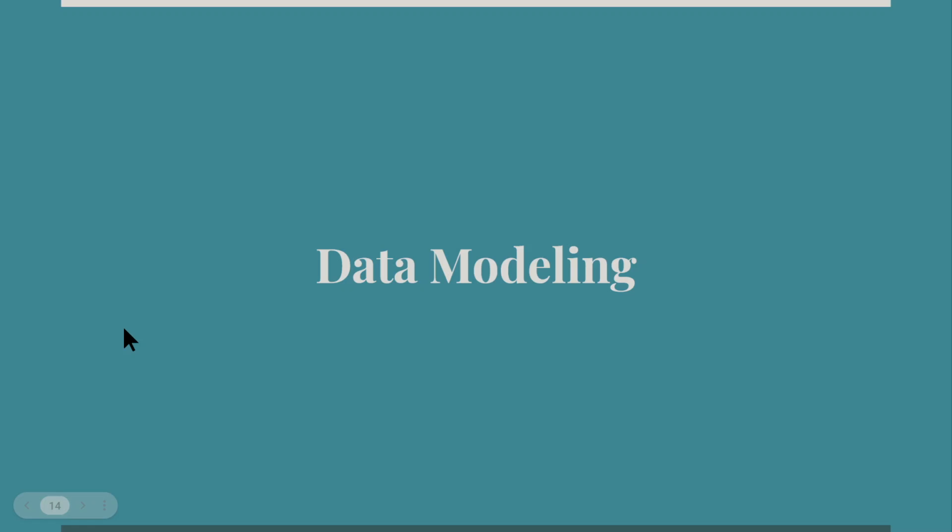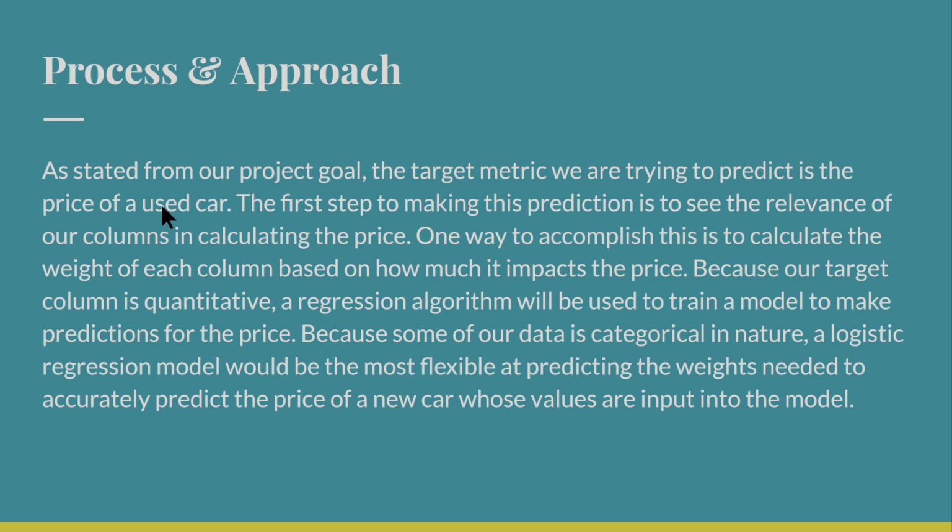Now let's talk about the data modeling. Of course, we're trying to find the price of a used car. So if a user comes in and uses our prototype and wants to enter information that's new, the only way we can get that information into a prediction of the price is by using machine learning. So we're going to use a logistic regression algorithm in order to process each column and get a prediction for the final price.